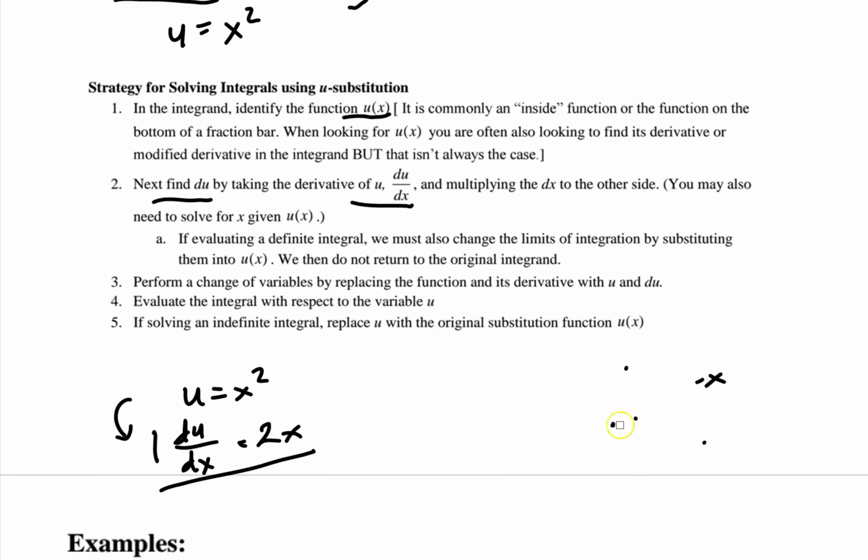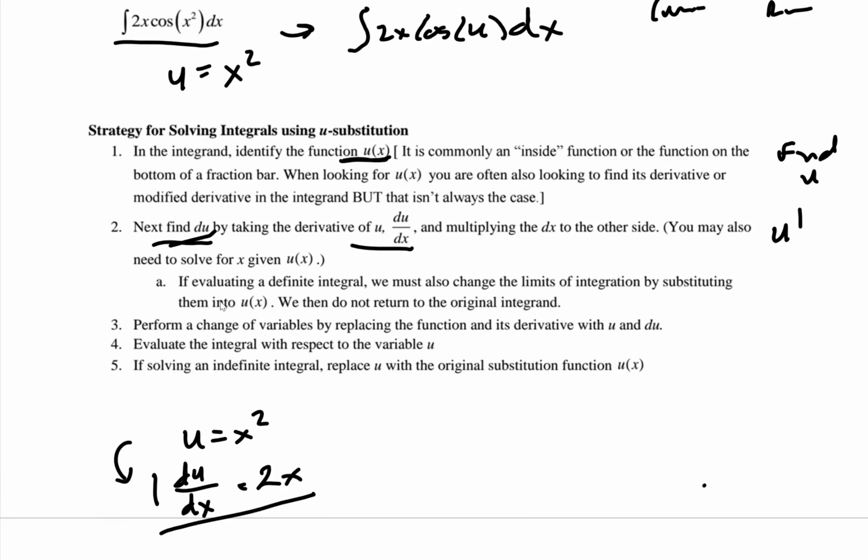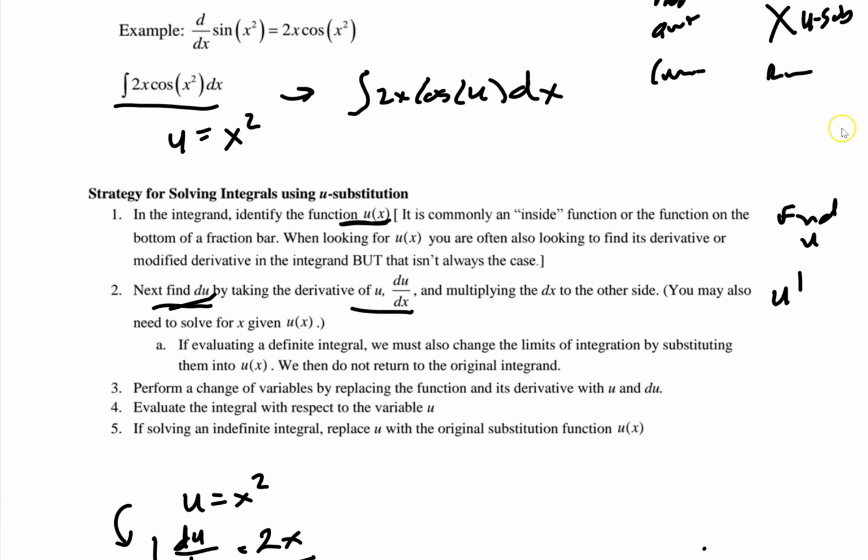Basically, step 1 is find your u. Step 2 is take the derivative of your u. And then step 3 is, we want to put all that stuff back. So we want to get rid of that dx. So I'm going to say step 3 is solve for dx. Look, I don't want the dx. I want to replace it with the du.